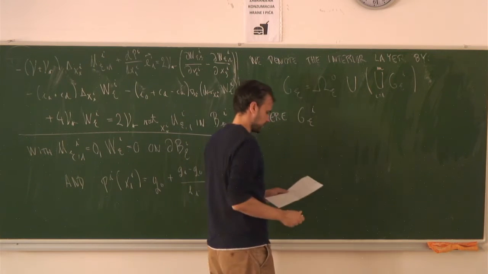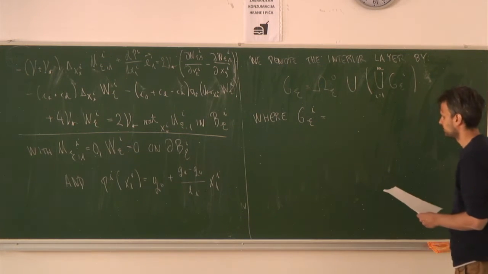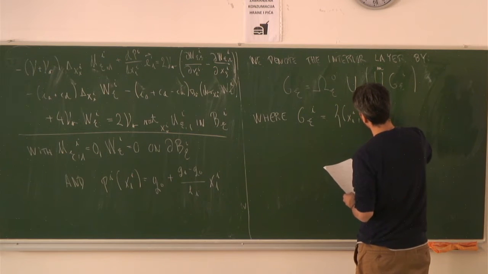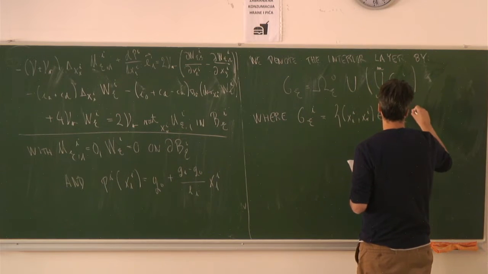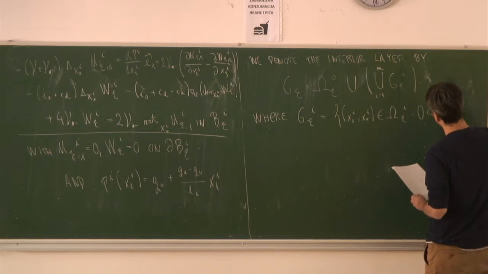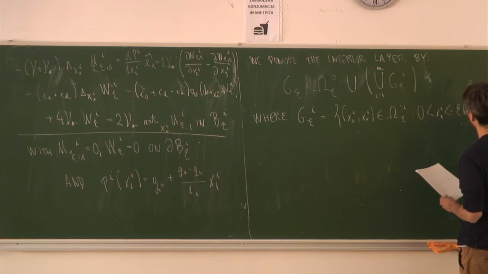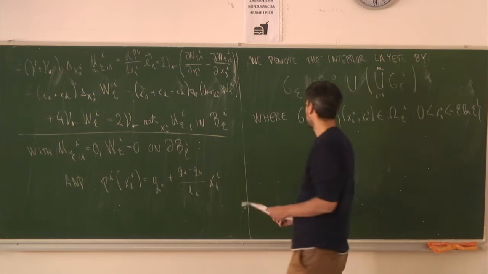G epsilon I, if you remember, the same notation was used before. So this G epsilon I was x1i, x star I from omega epsilon I, such that this x1 was coming to minus epsilon ln epsilon. I had one extra minus. So this is your interior layer.